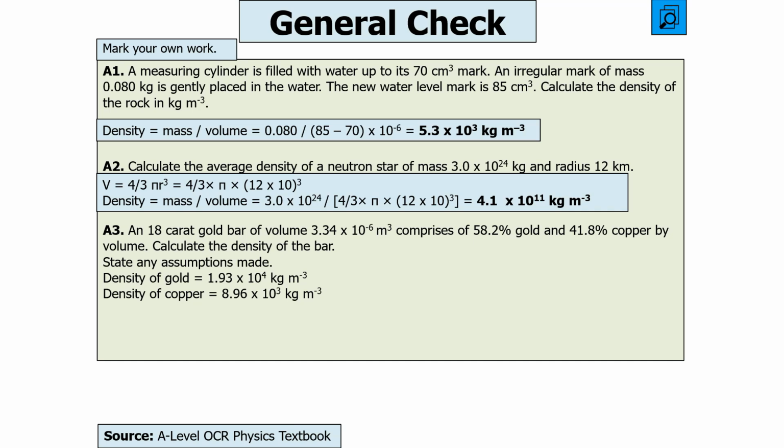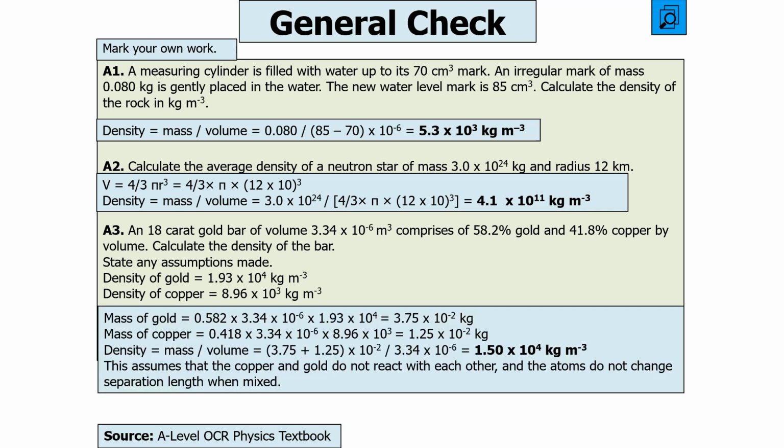Now in our next question, when we have an alloy, we can work out the mass of each of the materials using density is mass over volume. So the mass of gold is going to be the density of gold multiplied by the volume of gold. The volume of gold is going to be 58.2% of the total volume, so it's 0.582 times the overall volume, 3.34 times 10 to the minus 6, multiplied by the density, which gives 3.75 times 10 to the minus 2 kilograms. We do the same for copper and we get 1.25 times 10 to the minus 2 kilograms.